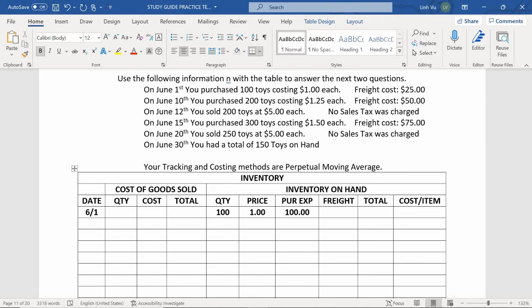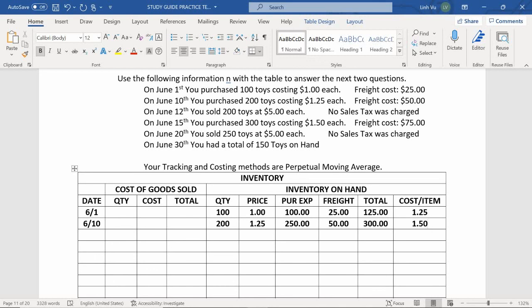So in this case, on June 1st, we have a total of 100 units that we purchased at a dollar each. 1.25. Good. No worries. Okay? So here on June 10, we end up purchasing an additional 200 units at $1.50.